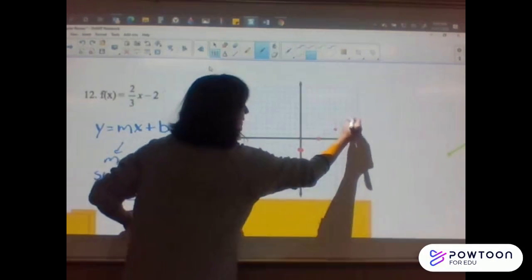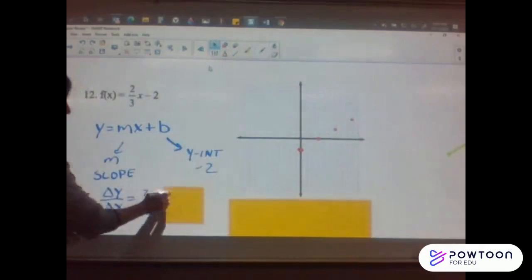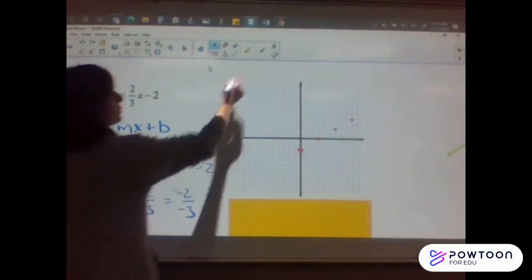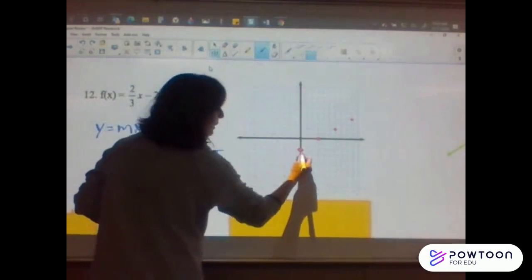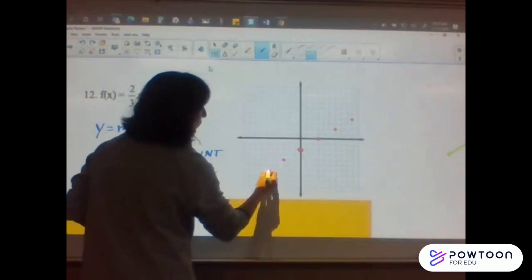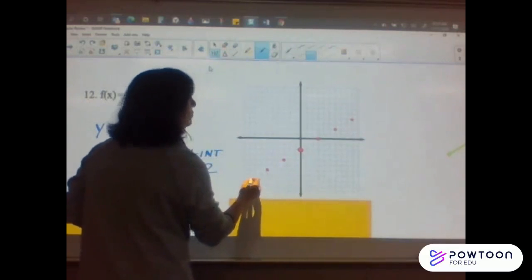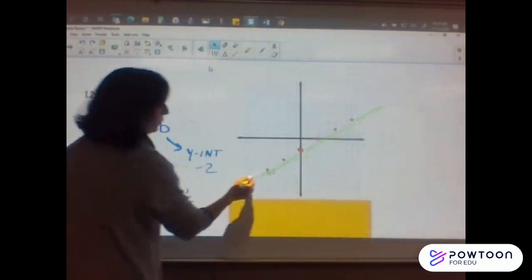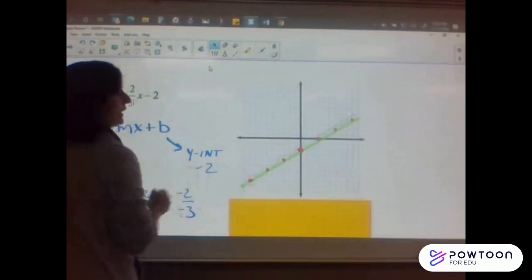And then we can use our change in y of 2 and change in x of 3 and keep drawing our next points. Now remember, for this, we can also use a slope of -2 over -3, since that also equals positive 2/3. So we can go down 2 and left 3. So we're doing -2 and -3, and those points are on the same graph. So after we have our points, we can line up our graph.